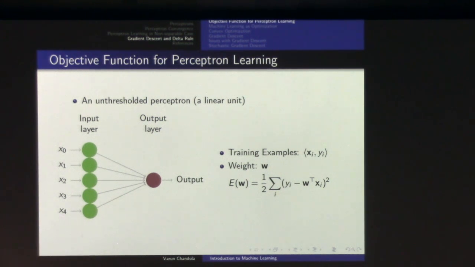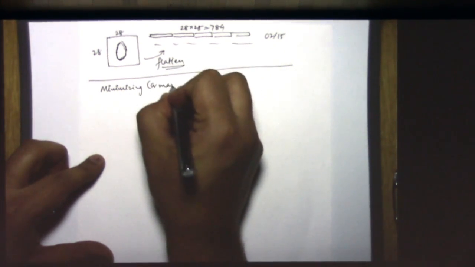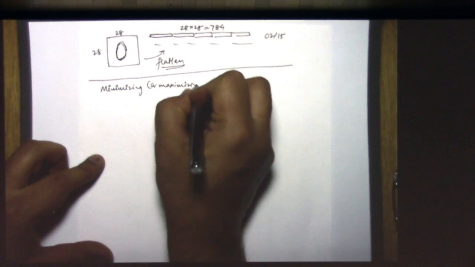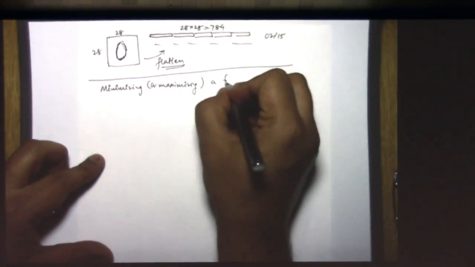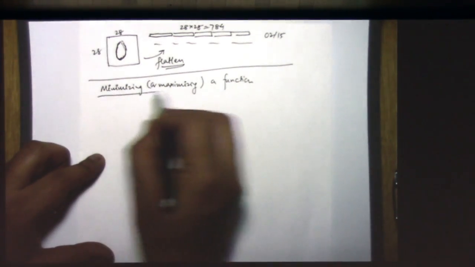That's a standard way. However, when you are dealing with complex functions, setting the derivative to 0 is not very easy, right? So the reason being, this is minimizing or maximizing a function, right? Sometimes together we call them optimizing for a function.